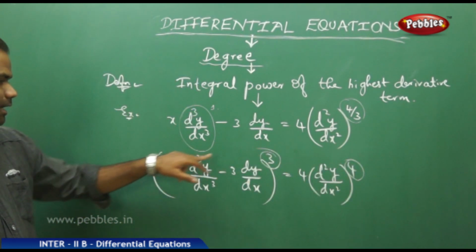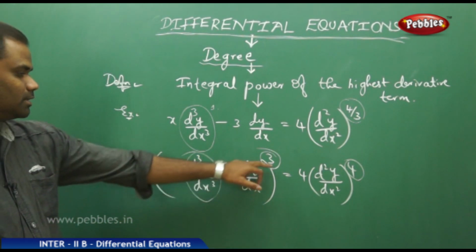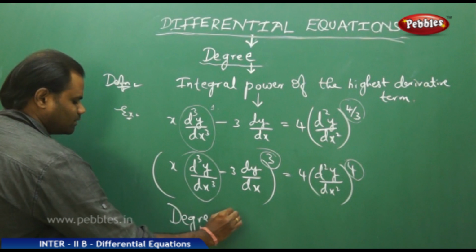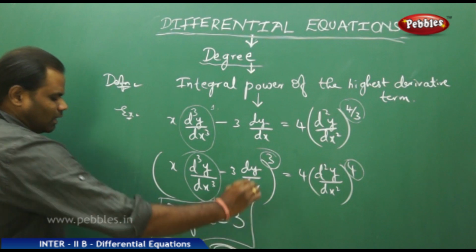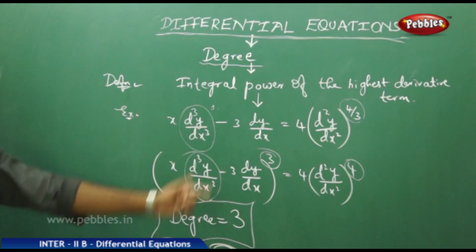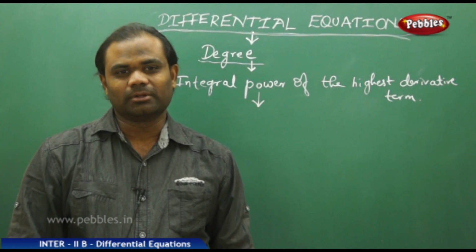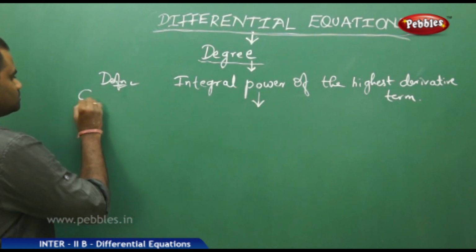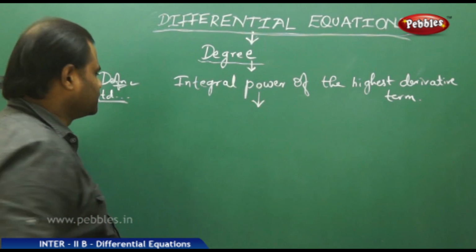And hence, the highest power of the highest derivative, which is d cube y by dx cube, is 3. And hence, the degree of the given differential equation is 3. So degree is 3 for the given ordinary differential equation. Let's practice some problems in finding the degree of the given differential equations, using the definition.